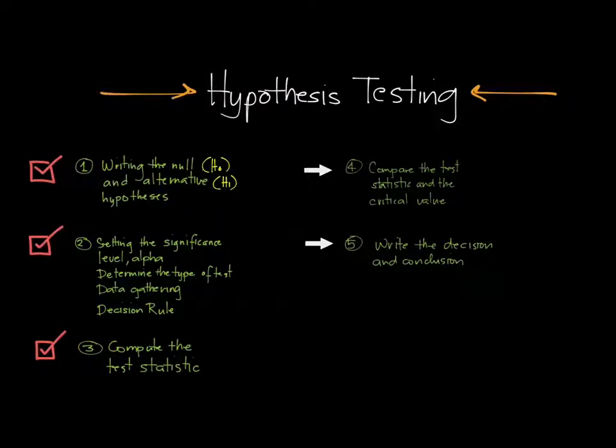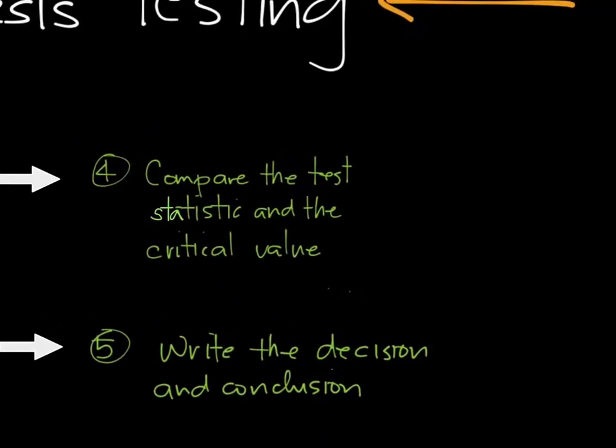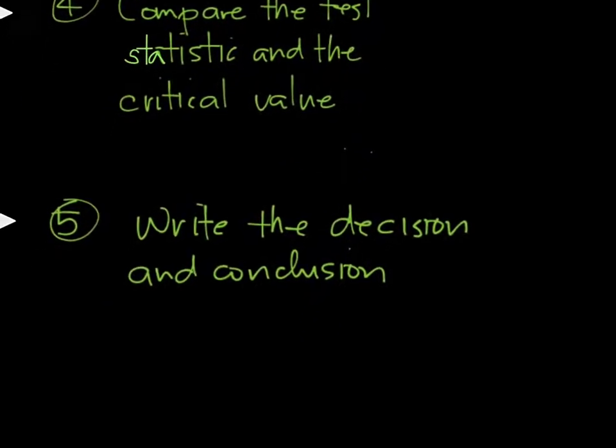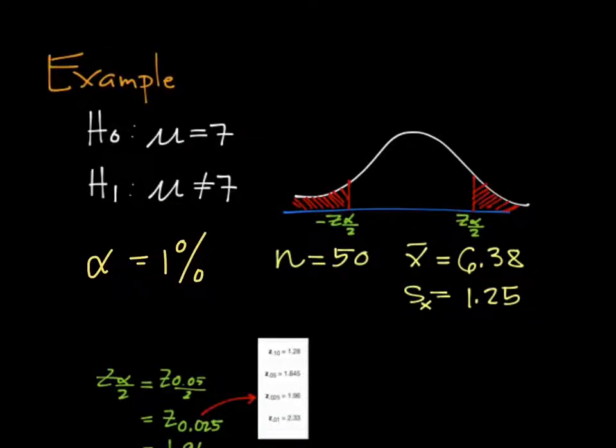Hi, in this video, we will be covering the last two steps of hypothesis testing. That is comparing the test statistic that we computed in step number 3 with the critical value. And then in number 5, I will discuss how to write the decision and conclusion after performing the first 4 steps.